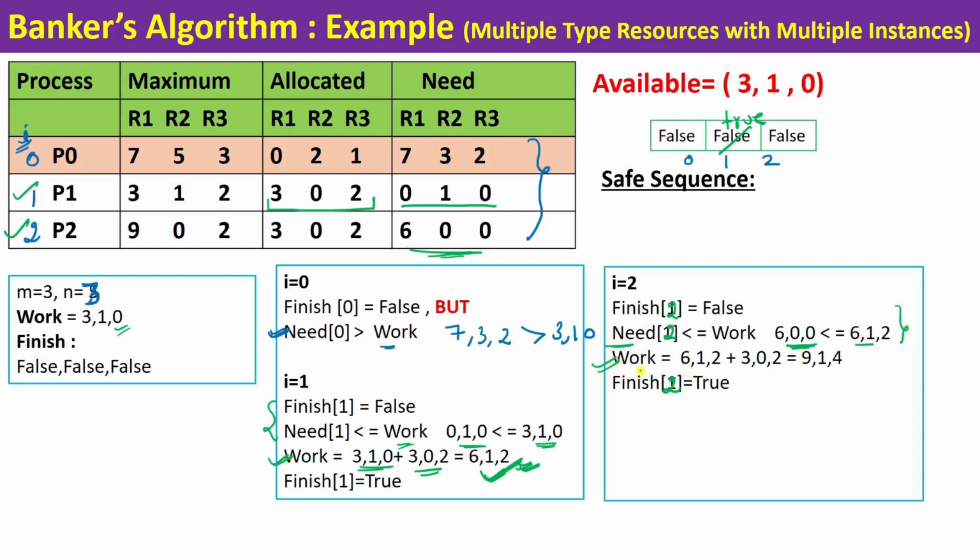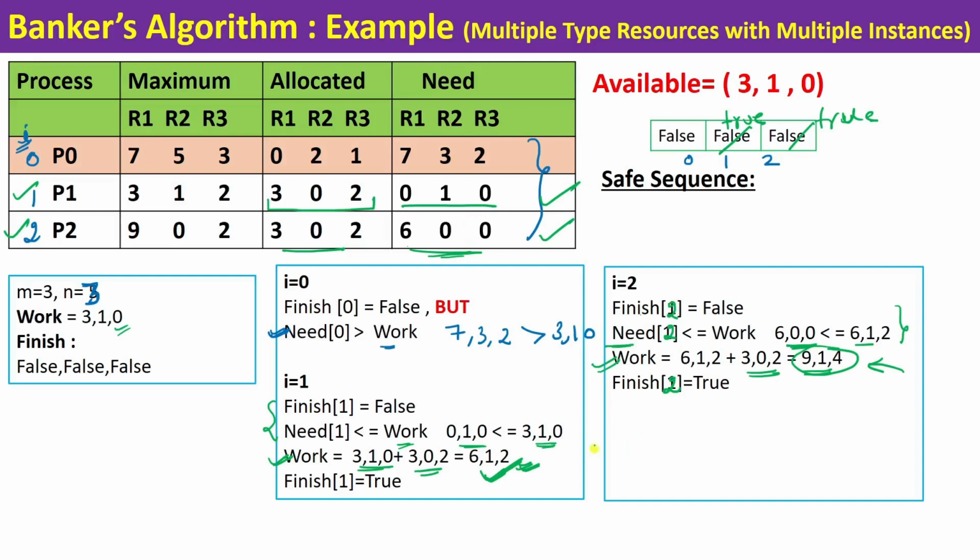What does it mean? We have to set work equal to work plus allocated. So for P2, allocated is 302. So 6 plus 3 is 9, 1, and then 2 plus 2 is 4, so 914. These are the available number of resources in our computer system after we grant the request of P2 and it releases the resources. And finish of 2 is true. So processes P1 and P2 have been completed. That means I have granted the request of P1 and P2.